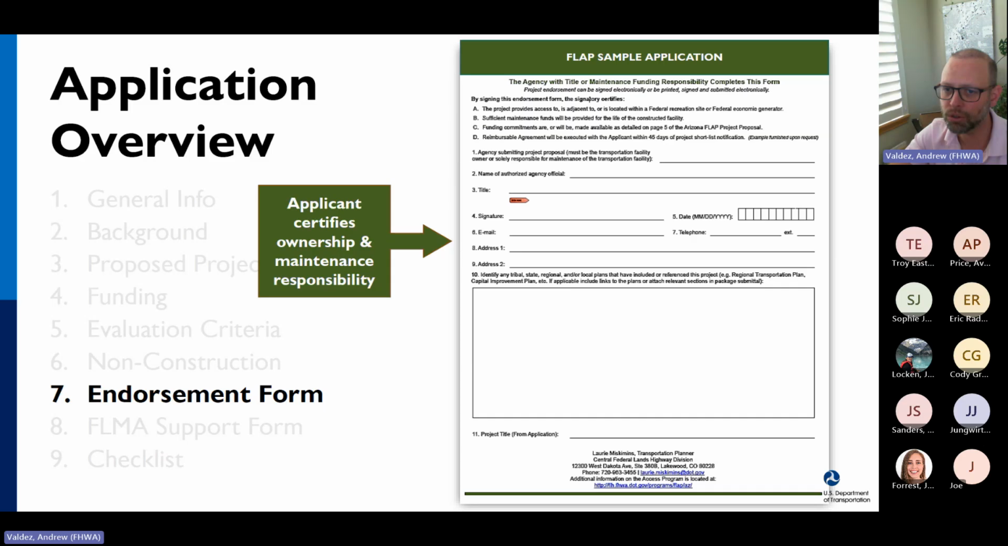This is the endorsement form for the facility owner to fill out, just one page. It's just so that we know that someone is basically on the hook for upkeep of the facility once it's been turned over and the project's complete.